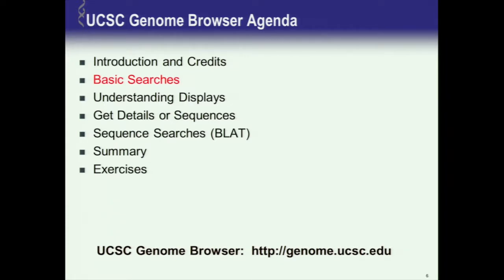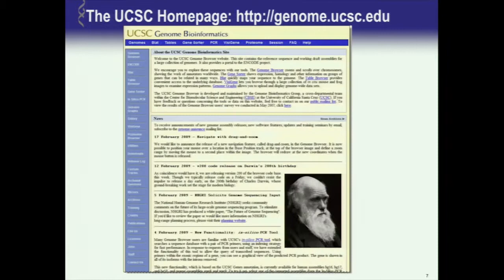All right, so let's start off. If you want to do a basic search, if we're interested in a particular gene, let's say, how do we do that? So this is the landing site for the UCSC Genome Browser, although they actually added a new page about a week ago as their hub site, but it's basically the same thing.